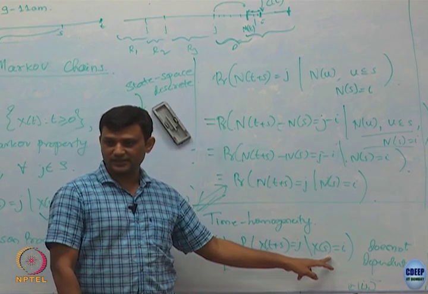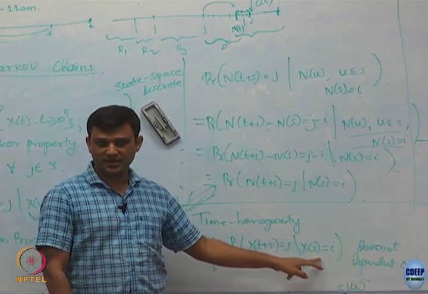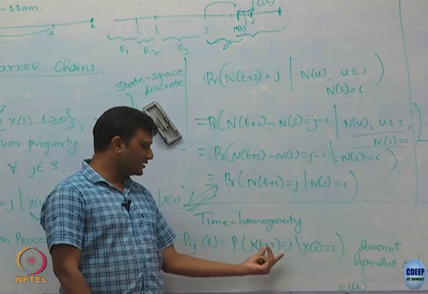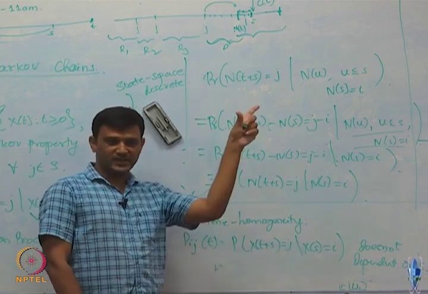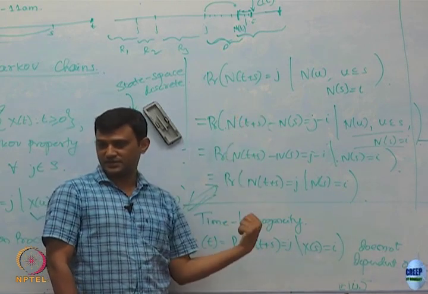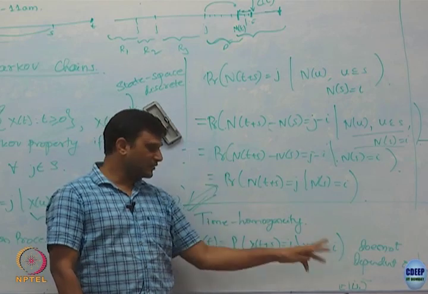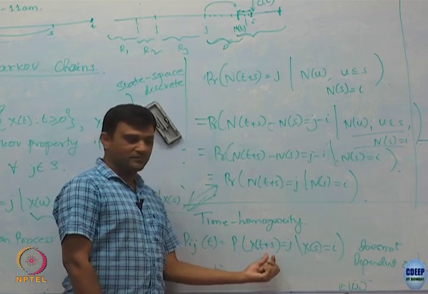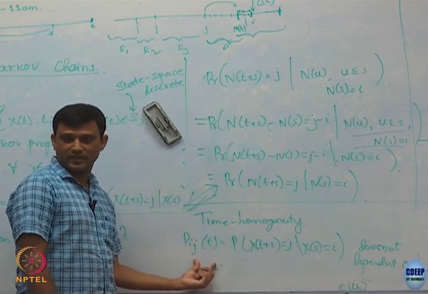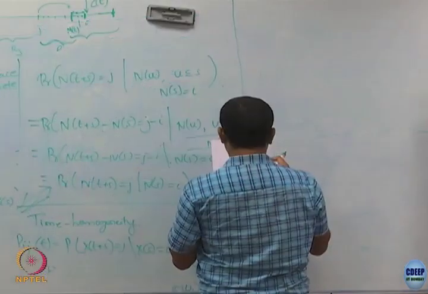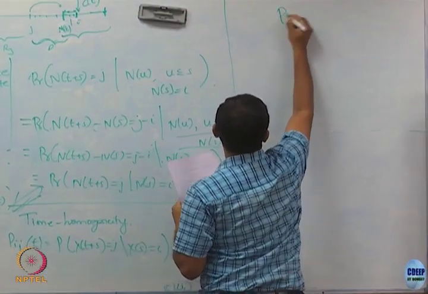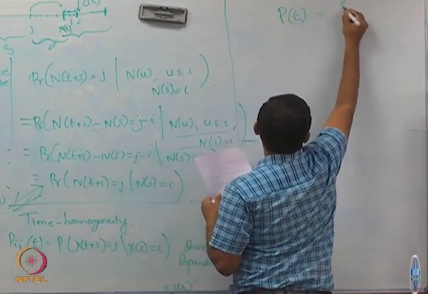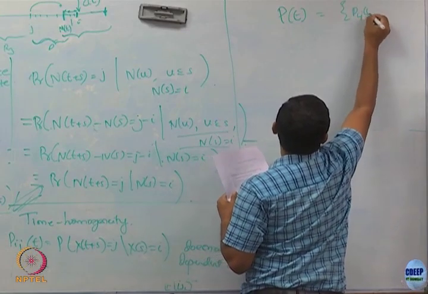So it does not matter where you start, what matters in this probability is the length of that duration. We are just going to call this time homogeneity. It does not matter which s you put, as long as the length of the interval is the same, it is going to be governed by the same probability. Now we are going to denote p_ij(t).